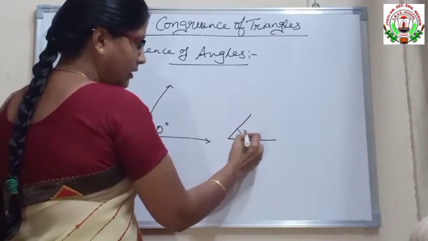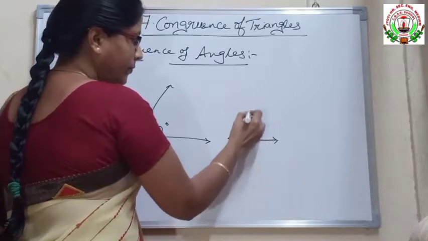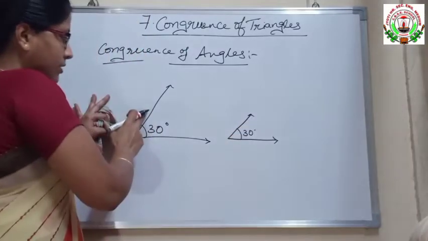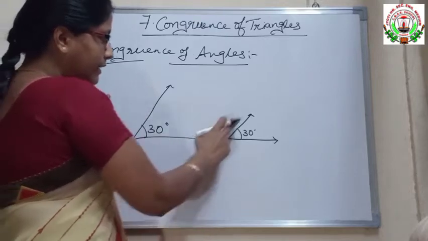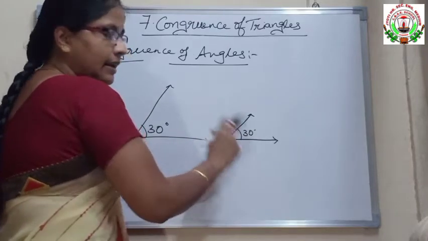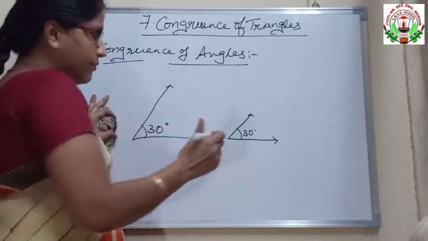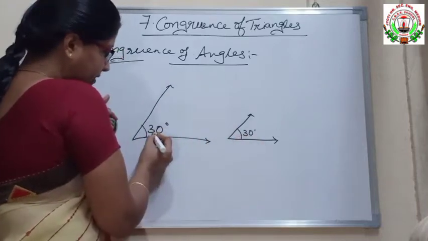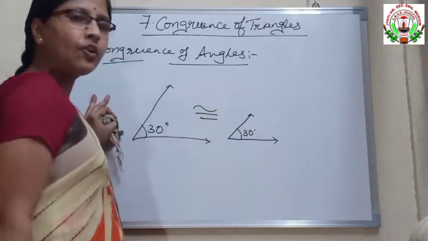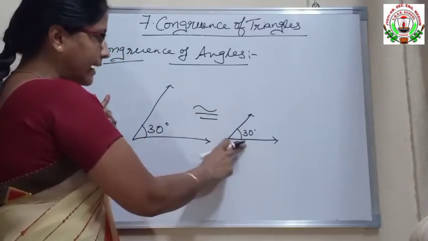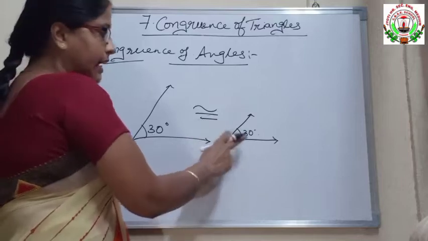Same angle, 30 degrees. See, the arms of this angle are bigger than the arms of this angle. Then also there is no problem. We just have to see the angles. This is 30 degrees, this is 30 degrees. So both these angles are congruent to each other.